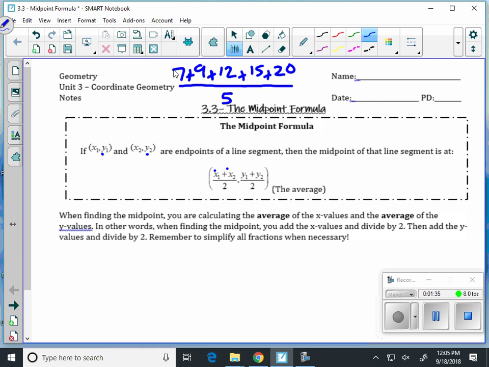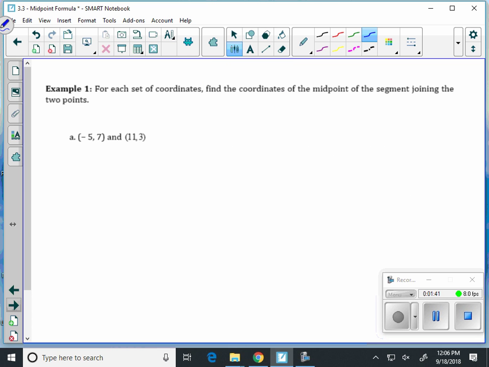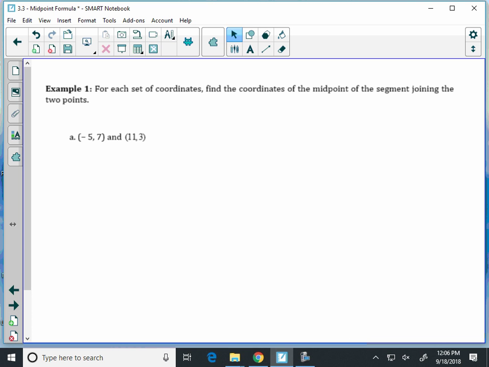So that's what I just explained in that paragraph, okay? We're just finding the average. We're adding the x values and dividing by 2, and we're adding the y values together and dividing by 2. So we take a look at this example. For each set of coordinates, find the coordinates of the midpoint of the line segment joining the 2 points. So I'm finding the midpoint.